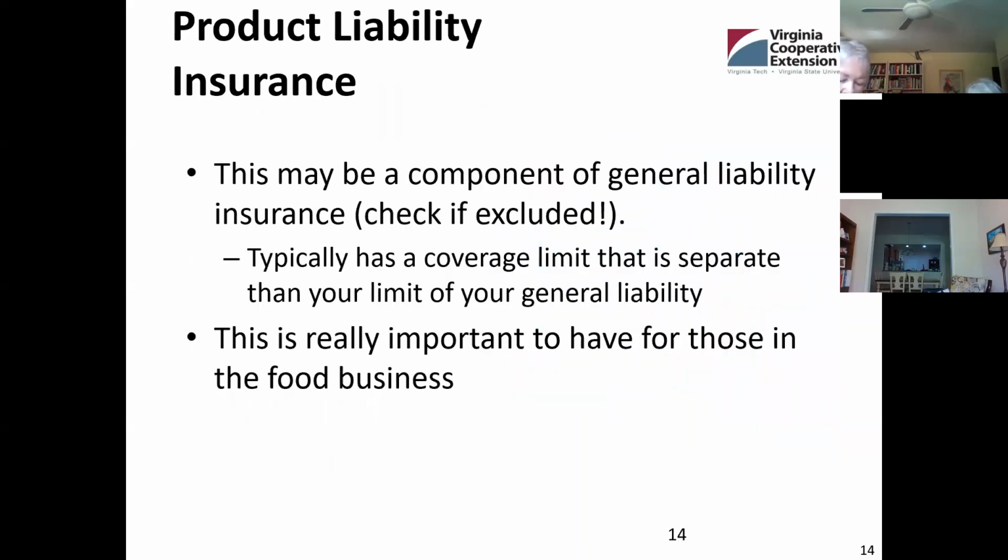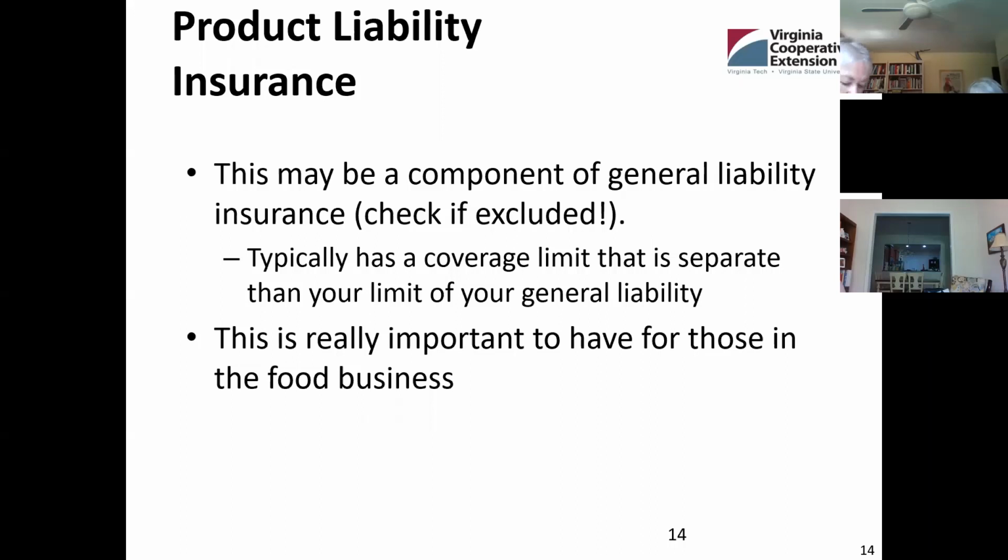So for product liability insurance, this may be a component of your general liability insurance, but you want to check to make sure, right? With product liability insurance, now we're specifically talking about, if we go back to that tomato example, is there anything wrong with my tomato? So if I sell this tomato at a farmer's market, somebody takes it home and they get sick, my product liability insurance is what's going to kick in if I am found responsible for their sickness, okay?